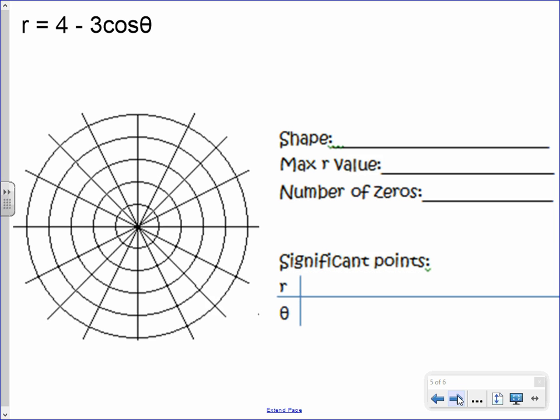Okay. Turn to each other. What kind of limaçon is it? Which direction does it open? What is the max R value? Answer those 3 things. I was just gonna open cosine. Negative. And it's not even this time.